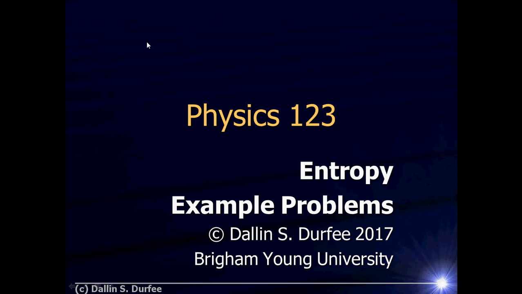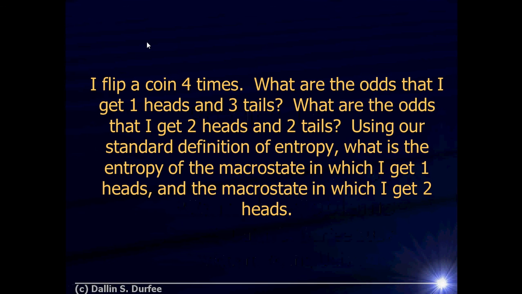Alright, let's do some entropy example problems. I flip a coin 4 times. What are the odds that I get 1 heads and 3 tails? What are the odds that I get 2 heads and 2 tails? Using our standard definition of entropy, what is the entropy of the macrostate in which I get 1 heads and the macrostate in which I get 2 heads?